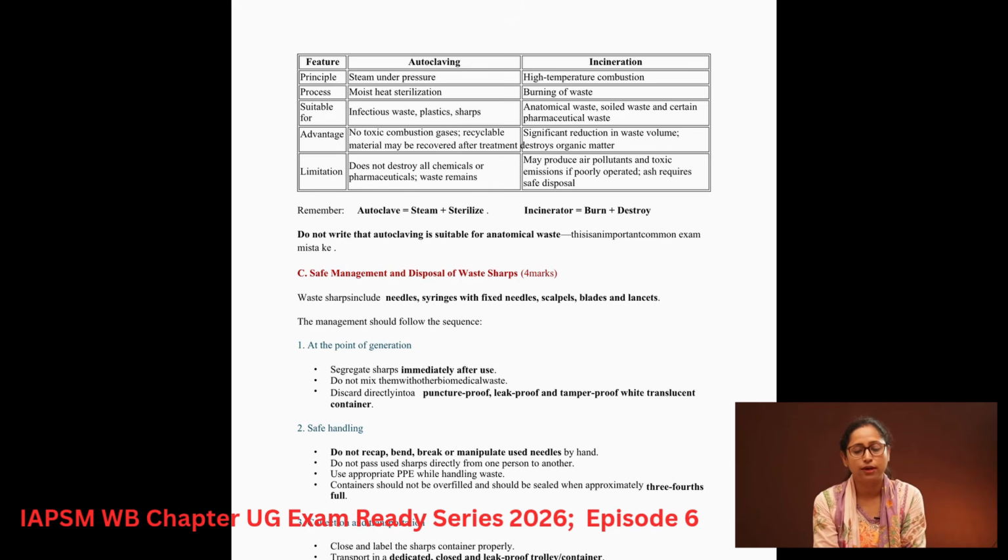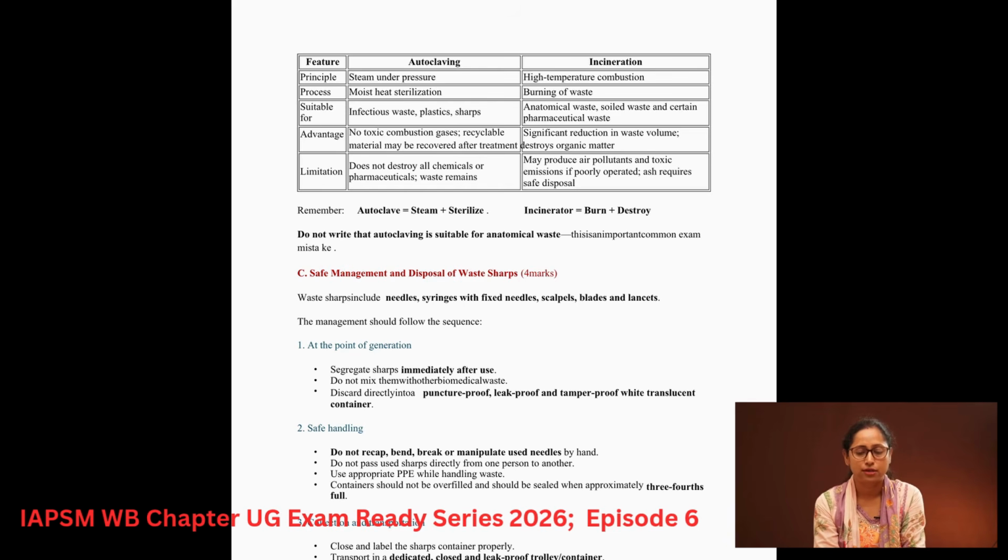Principle of autoclaving is steam under pressure, incineration high temperature combustion. Process in autoclaving is the moist heat sterilization, and incineration is burning of waste. Now, autoclaving is suitable for infectious waste, plastics and sharps. Incineration is more suitable for anatomical waste, soiled waste and certain pharmaceutical waste. What is the advantage of autoclaving? There is no toxic combustion gases, recyclable material may be recovered after treatment by autoclaving, right. But in incineration, the advantage is significant reduction in waste volume, and it destroys organic matter also.